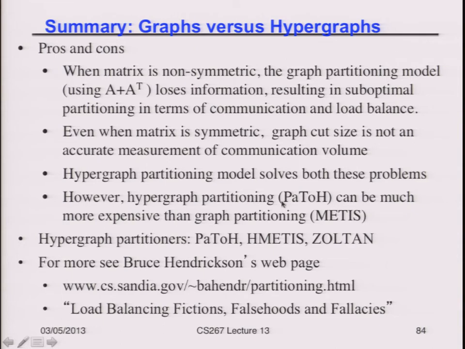Now, the trouble is that all the hypergraph partitioners are significantly more expensive than the graph partitioners. So you have to have a special problem to be willing to do this, but depending on your problem, and we'll see one next time, it may pay off. And hypergraph partitioners are available. Metis has an H-Metis version. Pato, and there are interfaces to all these in that bigger package Zoltan that I told you about. And if you want to hear another amusing lecture on why hypergraphs are better than graphs, you can read this lecture on fictions, falsehoods, and fallacies on Bruce's webpage.